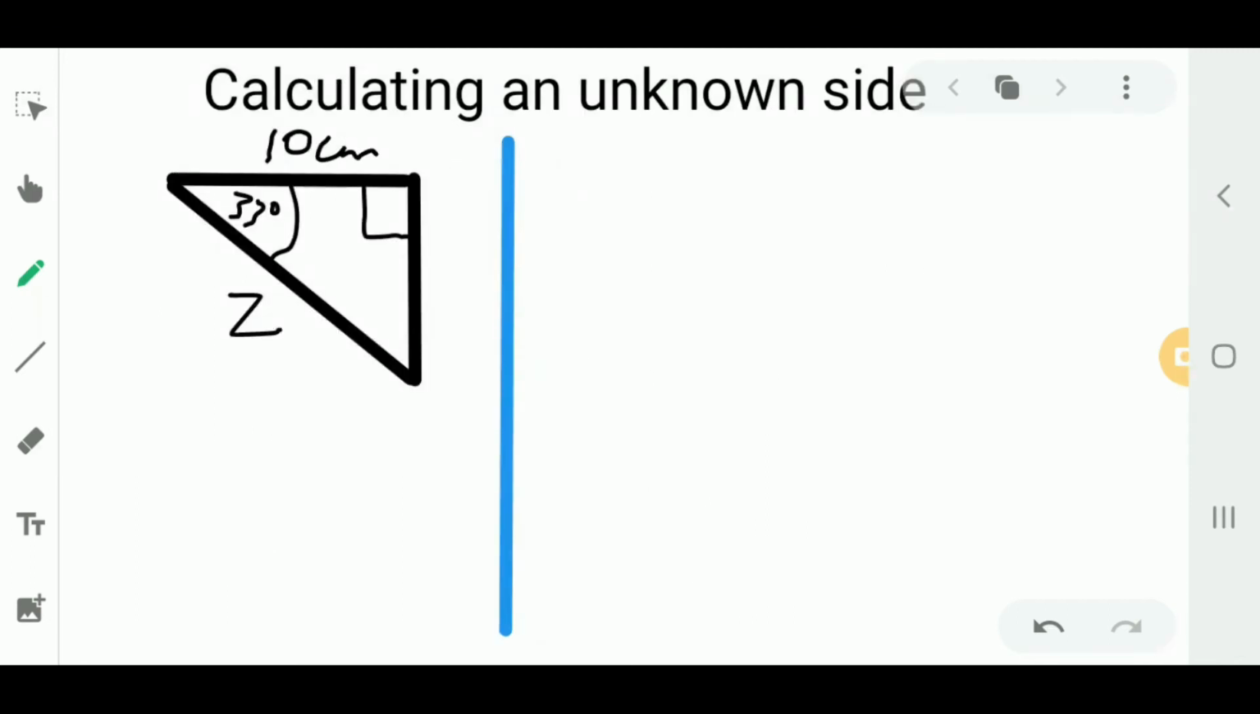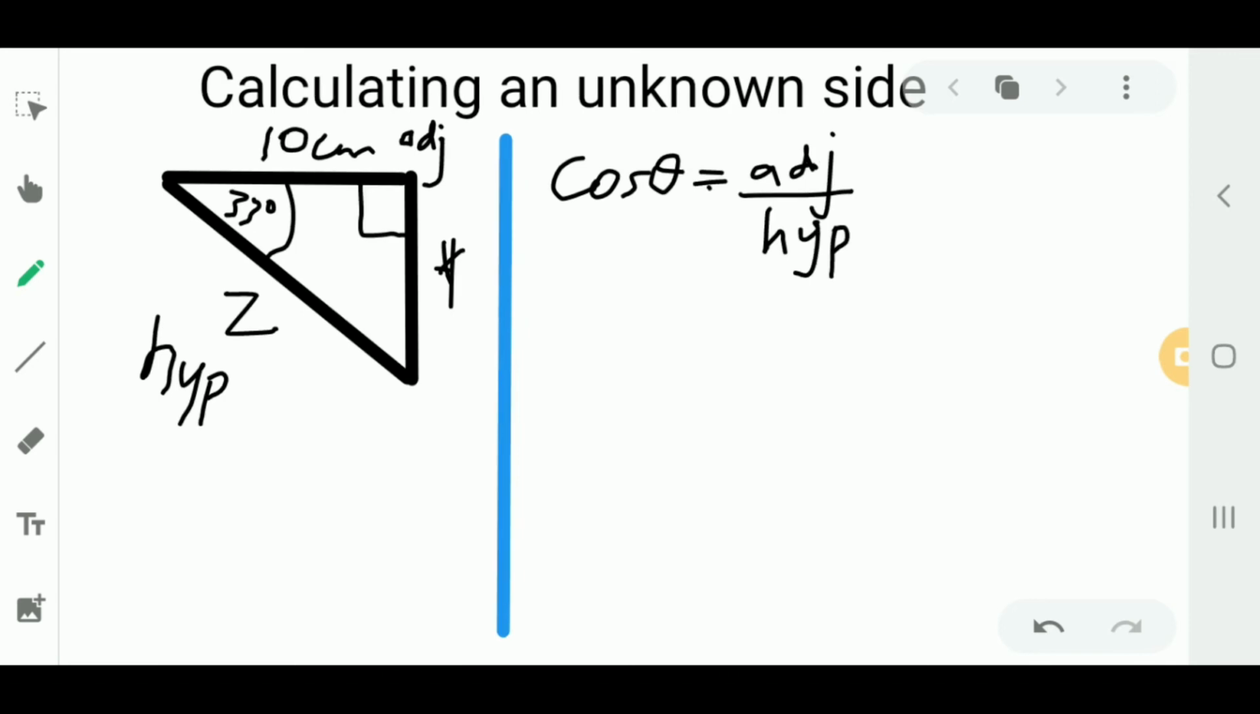So we have another example here, calculating the unknown side. If we look here, we see that Z is opposite the right angle, so that means that Z is the hypotenuse. The side that is opposite to the angle would be here. That means here is the adjacent. So again, we realize that the ratio that has adjacent and hypotenuse is again cos angle is equal to adjacent over hypotenuse. So now we have cos 33 is equal to 10 over z, which is the hypotenuse.